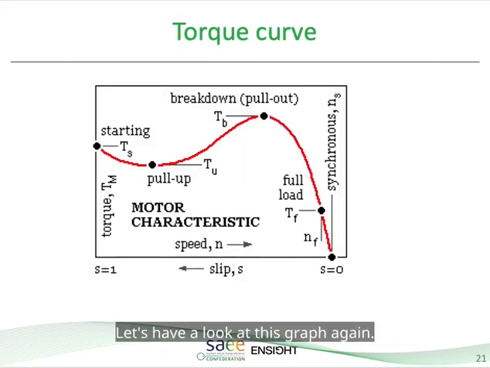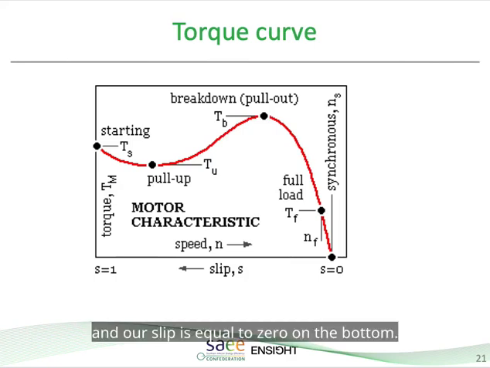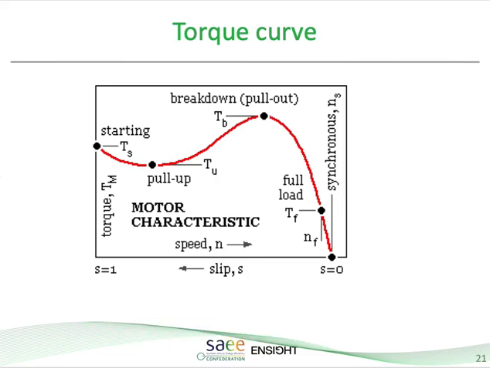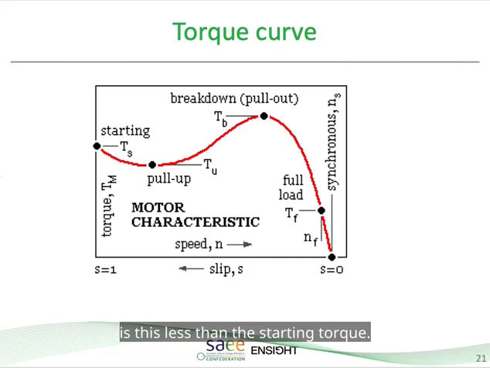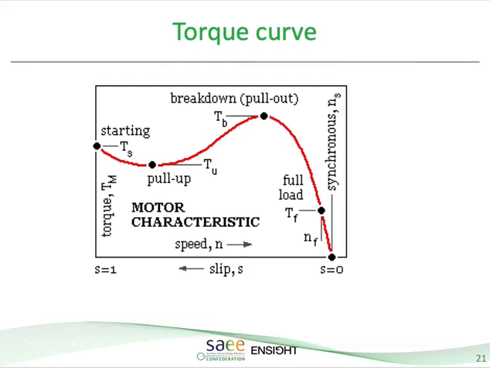Let's have a look at this graph again. So slip is equal to 1 on one side and slip is equal to 0 at the bottom, the synchronous speed. The torque there is less than the starting torque. So as soon as slip is 0, the torque becomes lower.